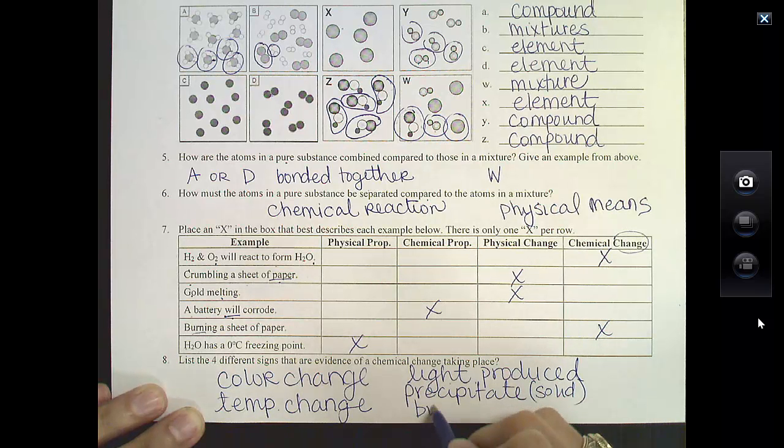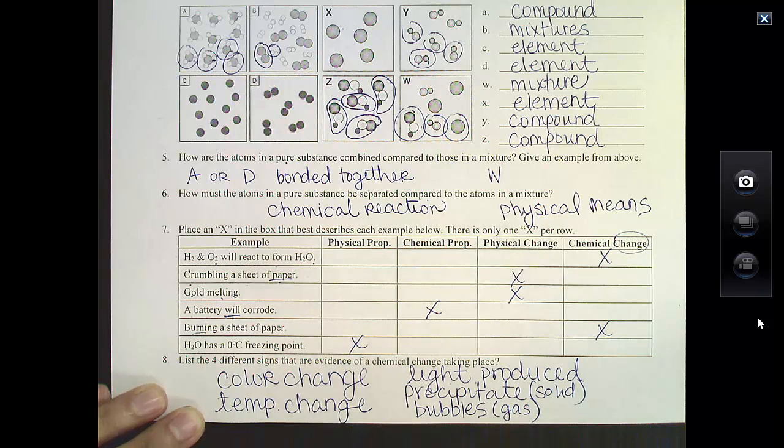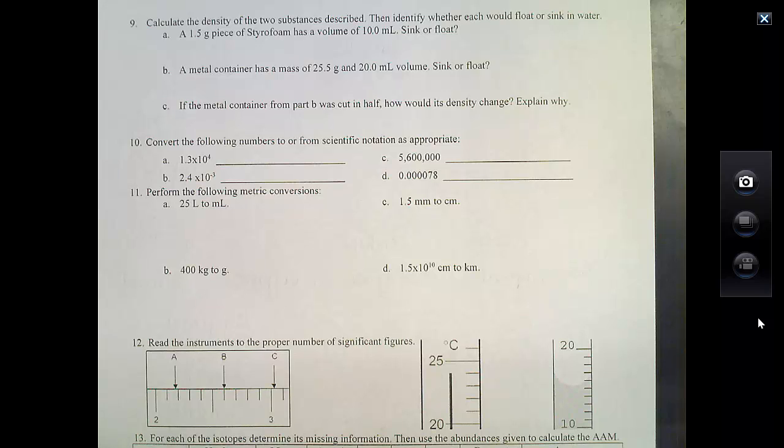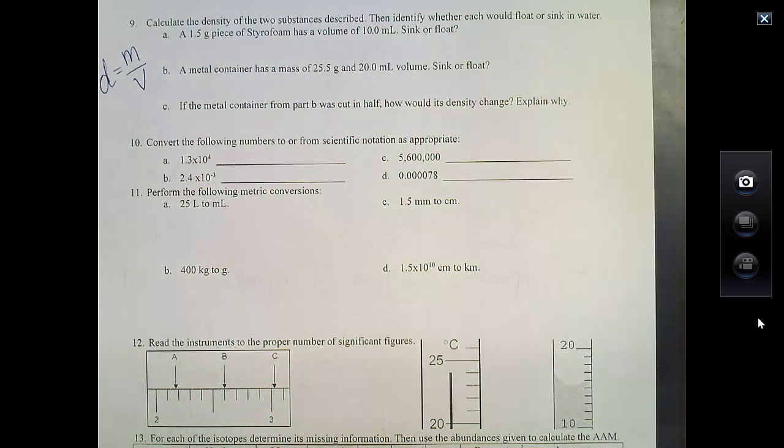And last, the most common is bubbling, which is production of a gas. Okay, so that's the end of the front of this piece of paper. So if we turn it over and look at the back, there's some calculations. Number 9 says calculate the density of the 2 substances described, then identify whether each will float or sink in water. So remember, density equals mass divided by volume.